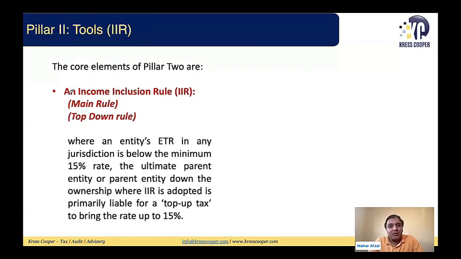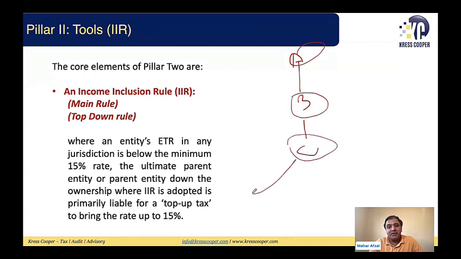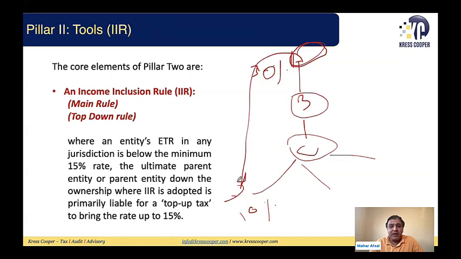The income inclusion rule follows the top-down approach. Why does it follow the top-down approach? Assuming this is company A, the parent company, then there is a company B, a subsidiary, then a company C, another subsidiary, then there is one more company. Assuming A is paying tax at 30%, and here is one company D that is paying tax at 10%. So first of all, A will pay tax to its authority, the differential tax.